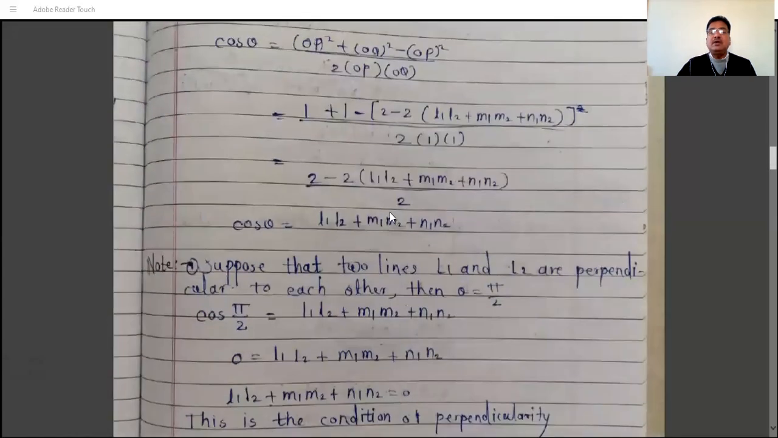So these l1, m1, n1 and l2, m2, n2 are the direction cosines. That is, if we know the direction cosines of two lines, then we can find, by using this formula, the angle between the two lines.